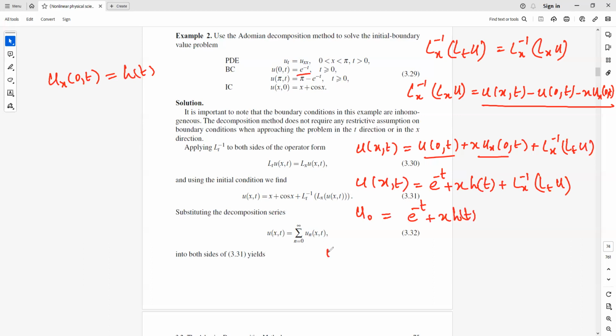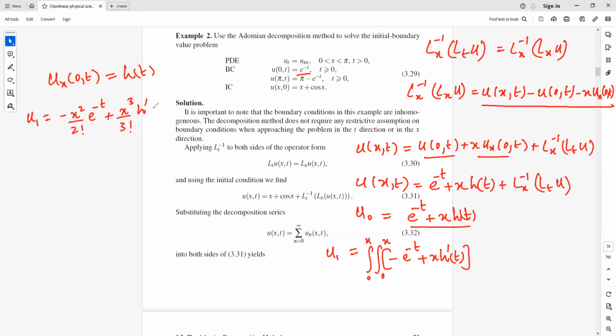Now for u1, we need to integrate, because this is the L_xx inverse operator, by first differentiating this function with respect to t. So we get this by differentiating, and now we need to integrate. So we'll get u1 equals negative x squared over 2 factorial e to the power negative t plus x cubed over 3 factorial h prime of t.